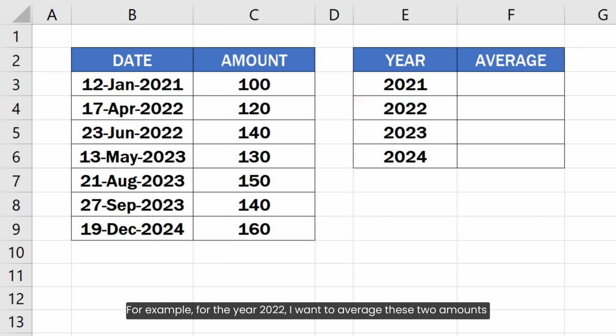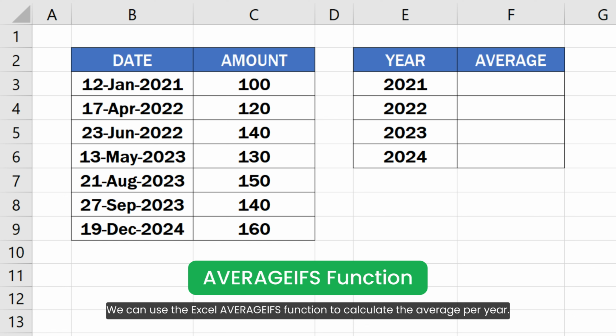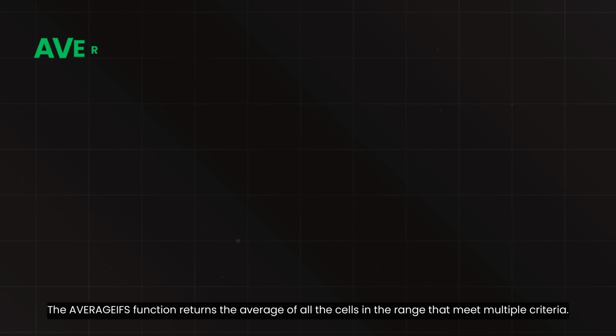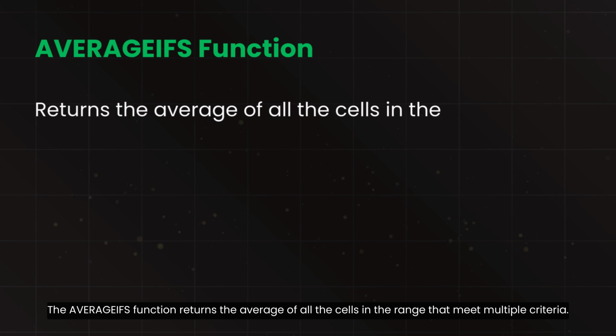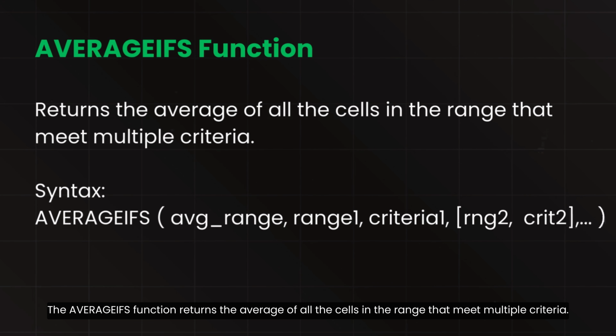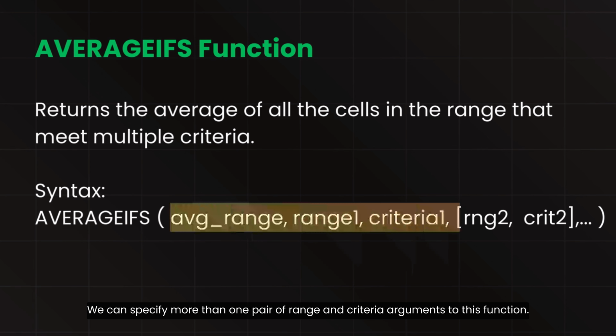For example, for the year 2022, I want to average these two amounts, and for the year 2023, I want to get the average of these three amounts. We can use the Excel AVERAGEIFS function to calculate the average per year. The AVERAGEIFS function returns the average of all the cells in the range that meet multiple criteria. We can specify more than one pair of range and criteria arguments to this function.